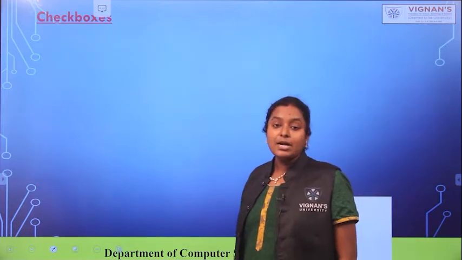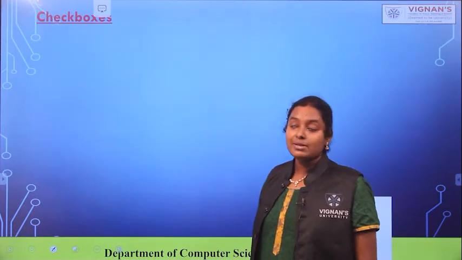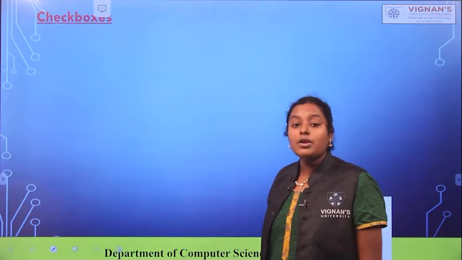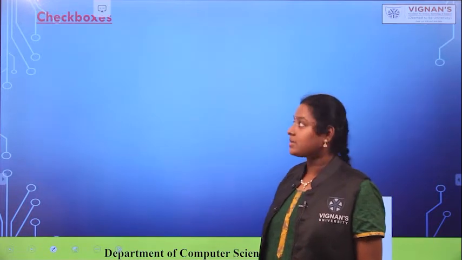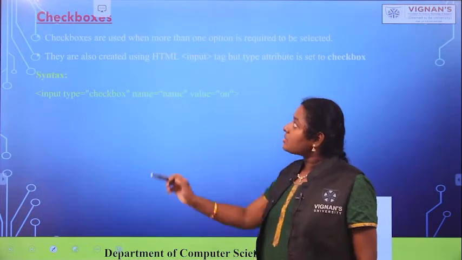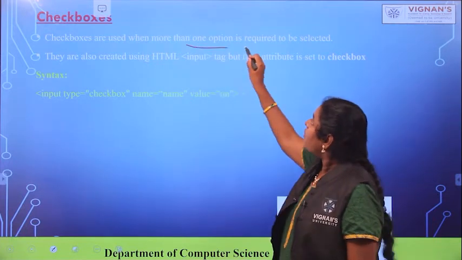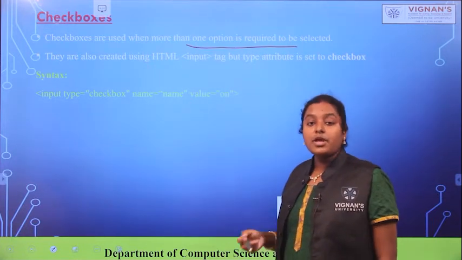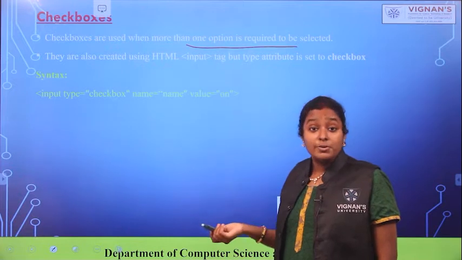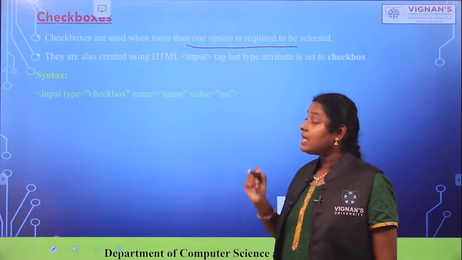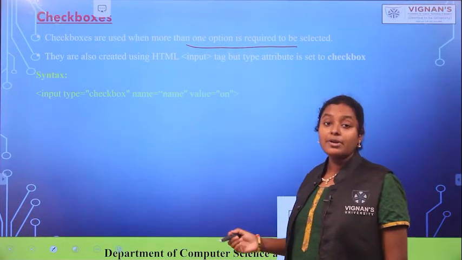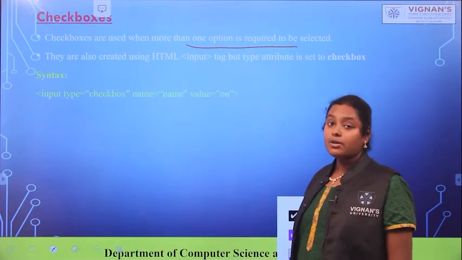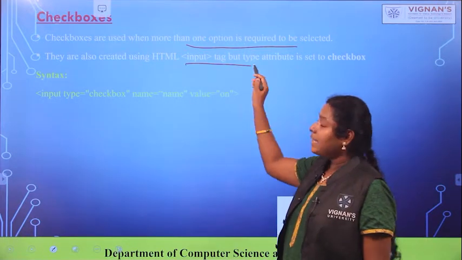Next control you are going to discuss in the form controls is checkboxes. So when do you have to use this type of checkbox? Checkboxes are used when more than one option is required. If the user wants to select more than one option, at that time we have to use this checkbox control. So how to create the checkbox? Again you have to use the tag called input tag.